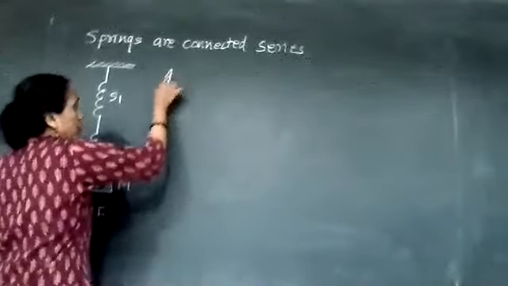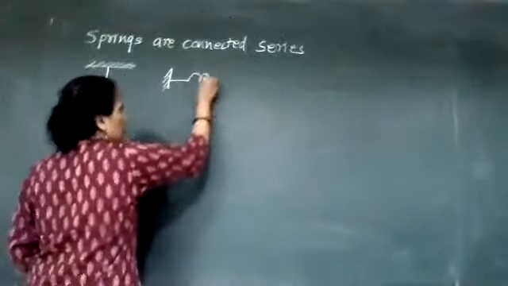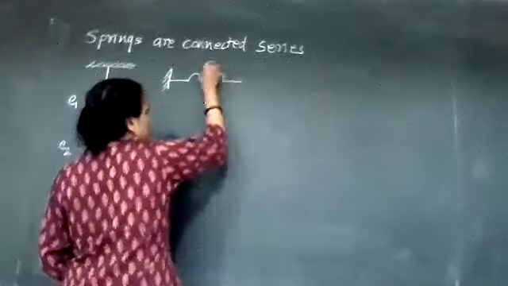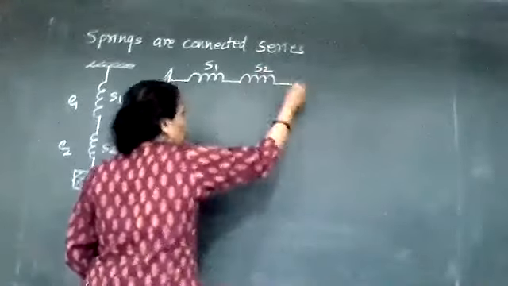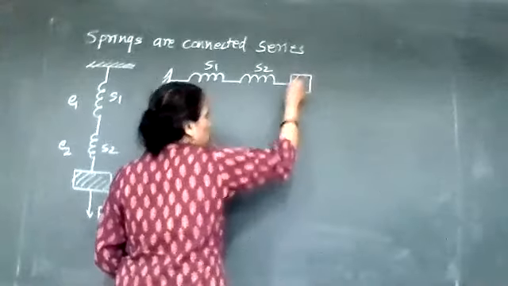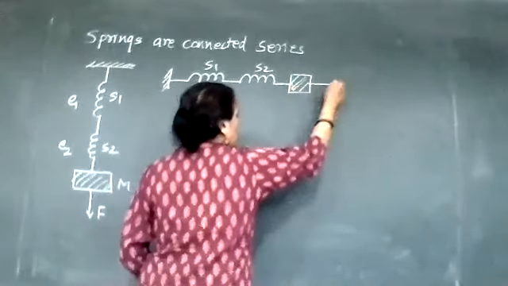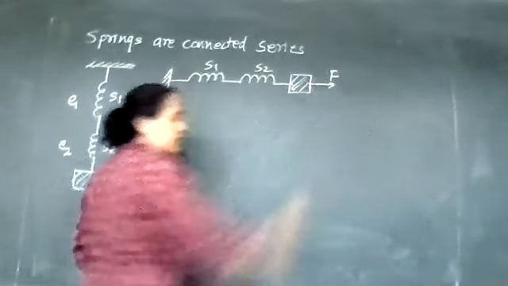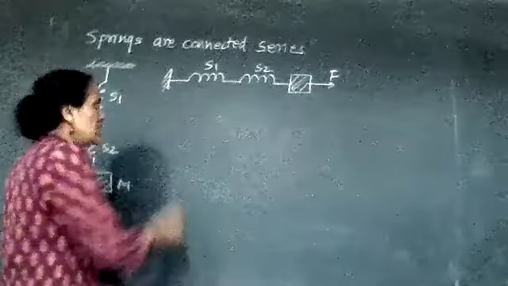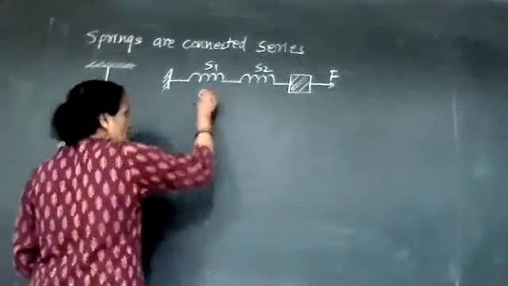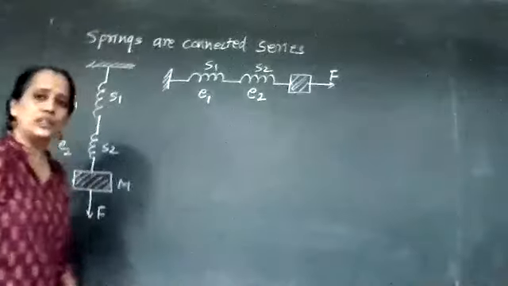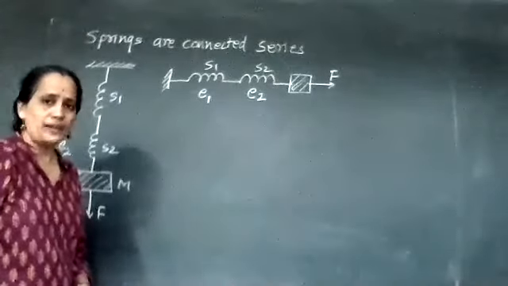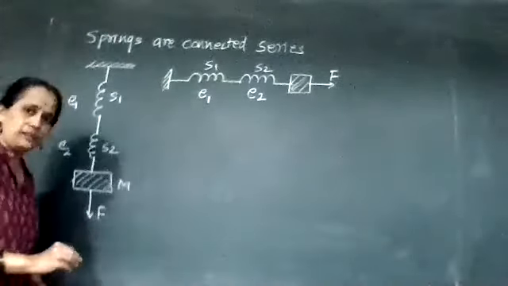The second way is to connect them in series in the horizontal plane. Let's consider this is S1, and here is the second spring S2. At the end of S2, I can attach a certain mass and apply a certain force to it. Again, in S1 I get extension P1, and in S2 I get extension P2. Clear? Any doubt here? Okay.